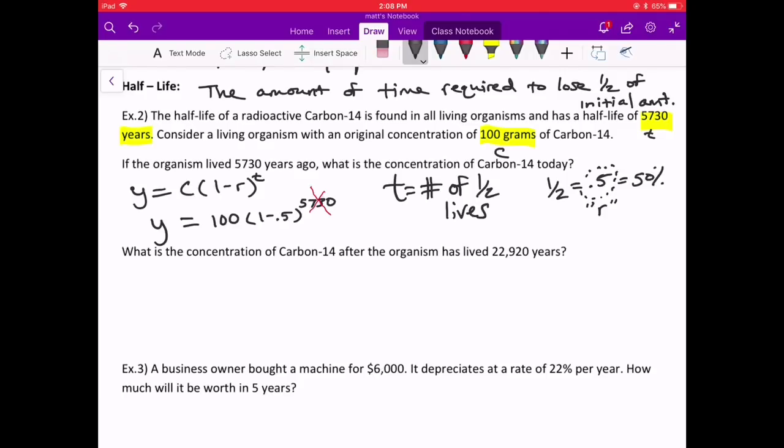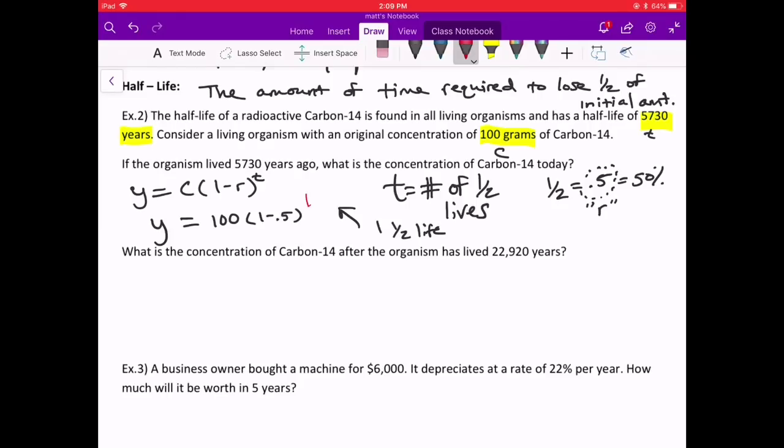So if they want to know how much is going to be left over after 5,730 years, that's going to be one half-life. So instead of putting 5,730, I should be putting in a 1 right there, because that time frame represents one half-life. So when I go to type this in my calculator, I'm going to put 1 as the T, not 5,730, because in half-life problems, the T does not represent years or months. It represents the number of half-lives. Make that adjustment when dealing with half-life.